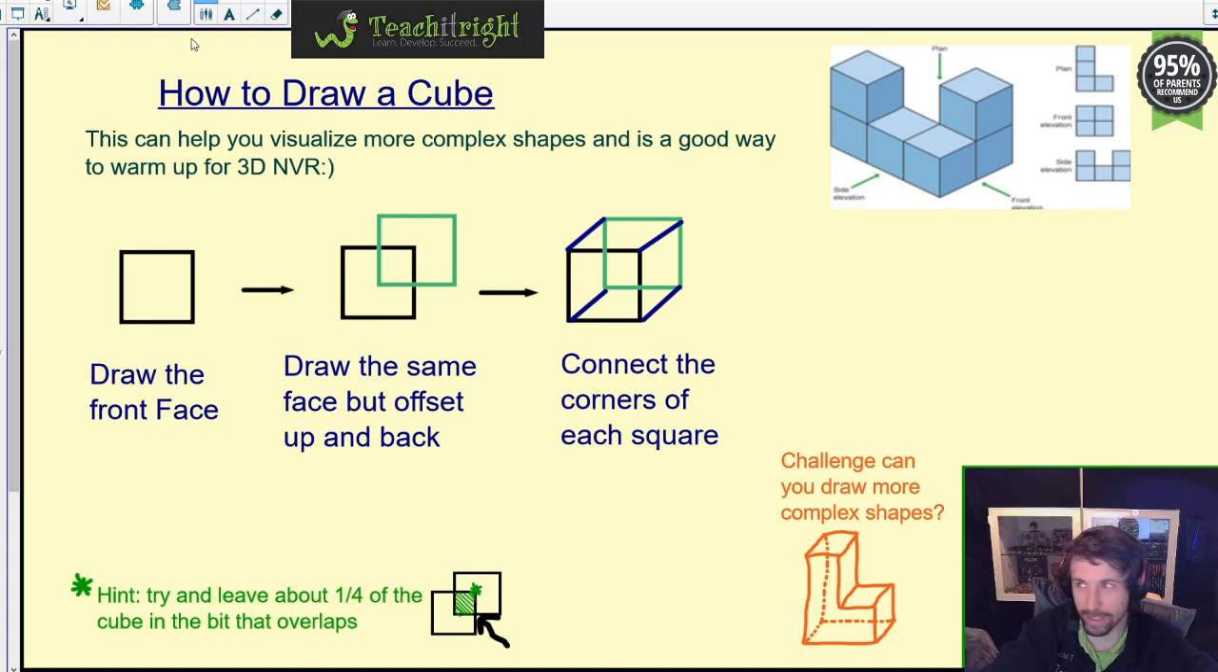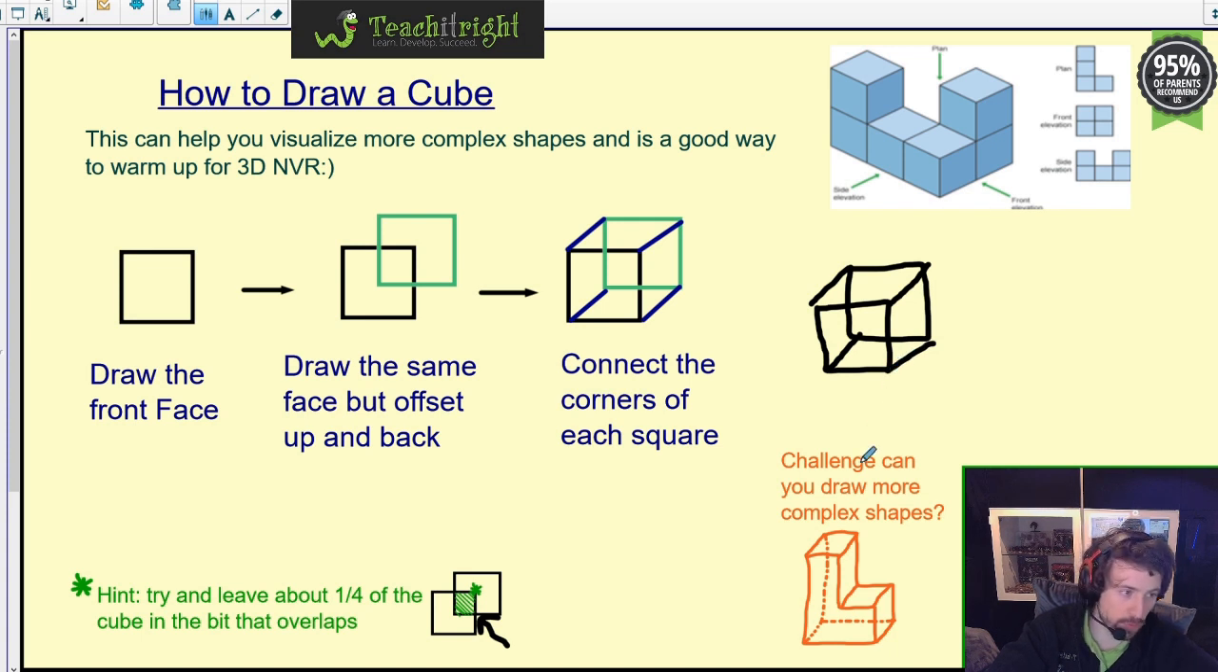So very quickly, to draw any cube, draw the front face. That would be to draw a square. Draw the same exact shape as close as you can, but offset it slightly. Generally speaking, if you offset it by a quarter, that's about perfect. So I'm going to put it roughly in the middle. So you can see I've drawn the same thing twice, and now we can just join all the corners up, and that will produce a pretty good cube every time.